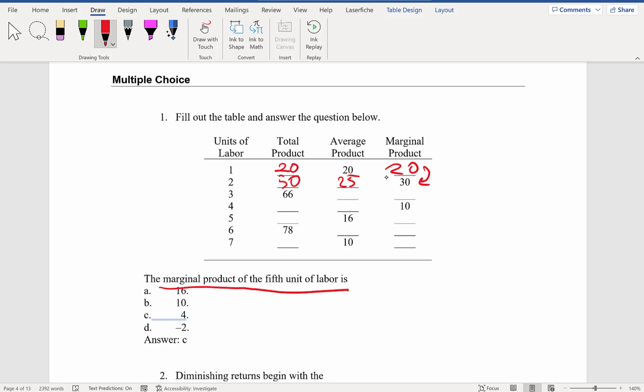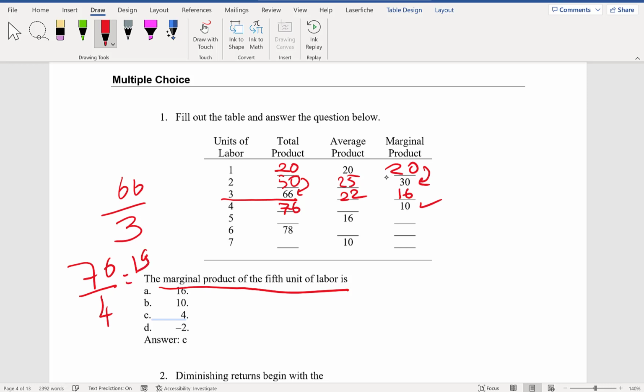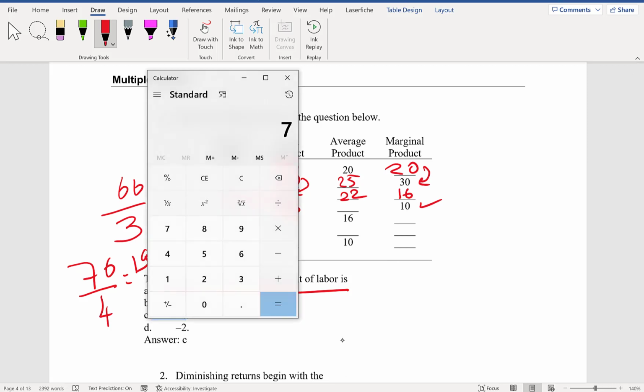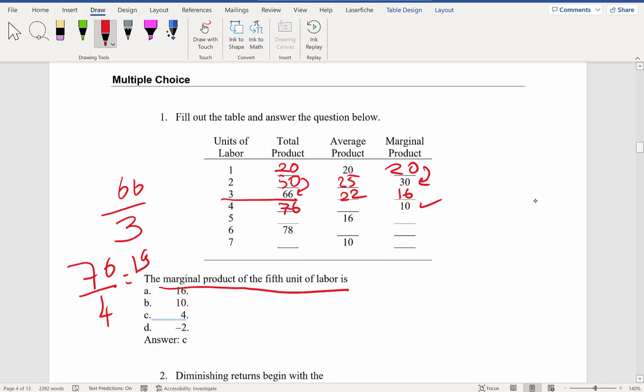Marginal product, total product of the third person is with the third person 66. So the increase is 16 units. That's the marginal product of the third person. And 66 divided by number of workers, 22 is the average product of the 3 workers. So the 4th worker adds 10. 10 plus 66, 76. 76 divided by 4. What is that? 19, I believe. Yes, I'm just going to do it. 76 divided by 4, 19, correct.